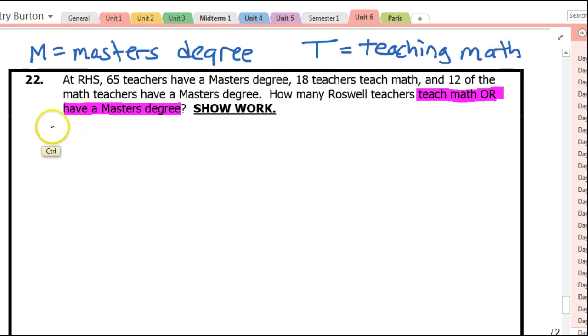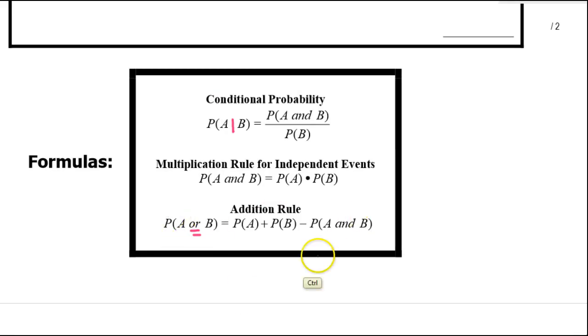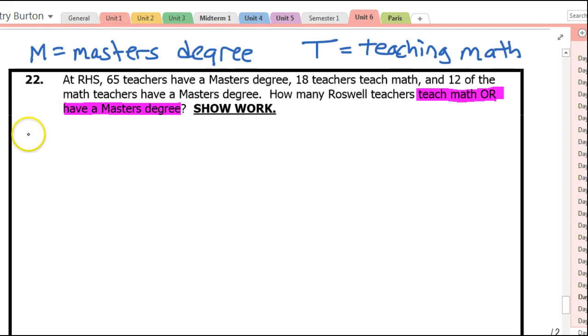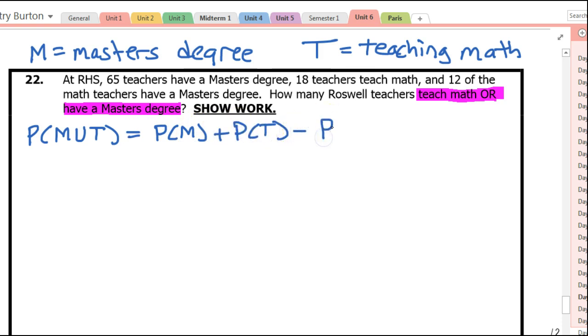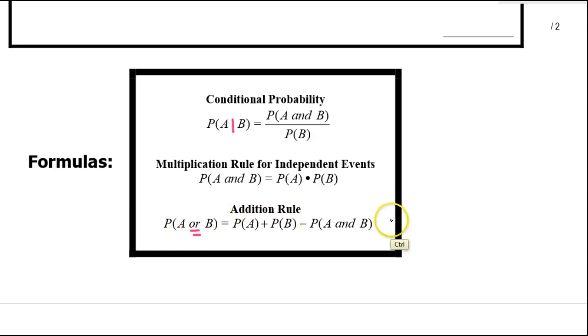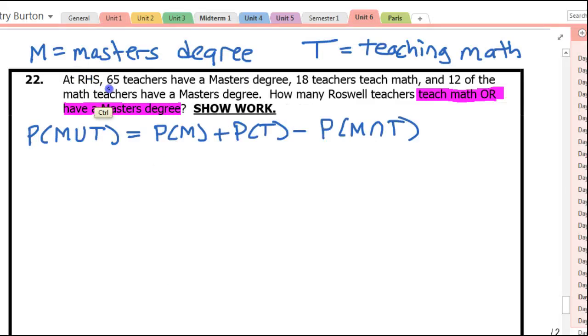Okay, so the OR rule will become like this. The probability of M or T is equal to the probability of M plus the probability of T minus the probability of M and T. So hopefully you can see that that's the same exact thing, but just instead of A and B, I have M and T everywhere. So now let's see what we have.